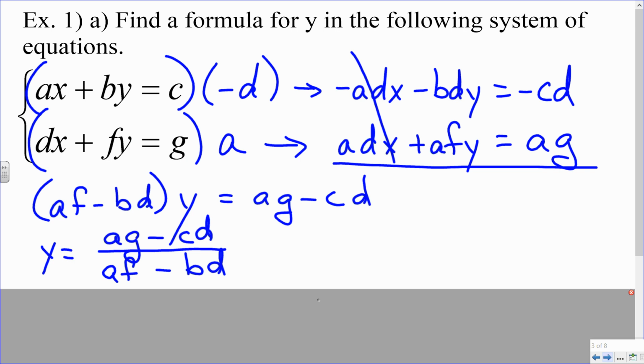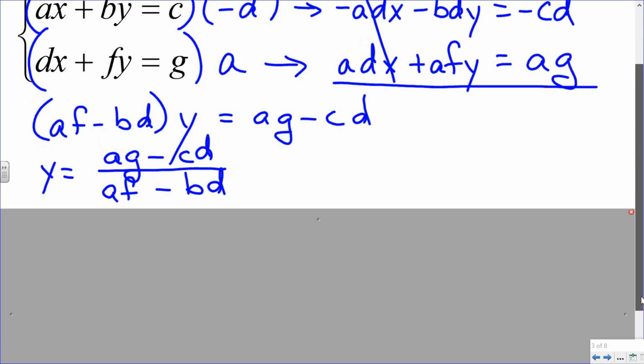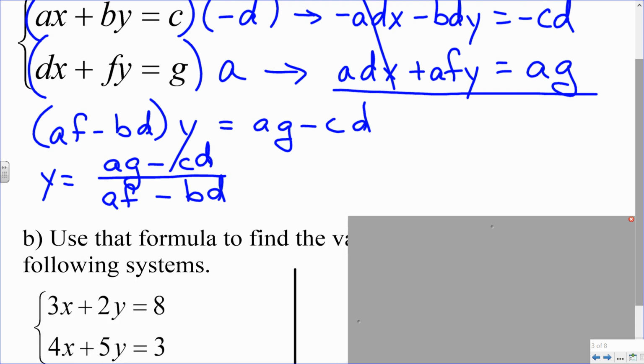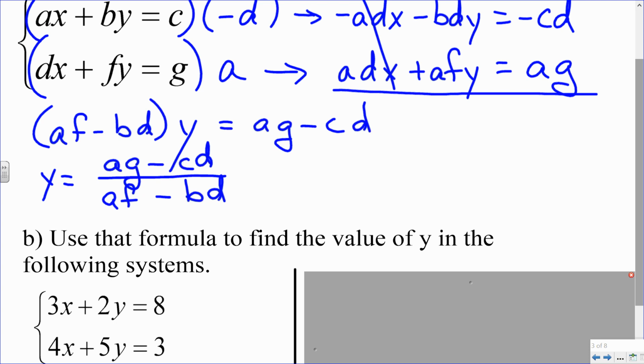Anybody with questions at that point? Okay, let's then solve a couple of systems here. Need to make sure I can still see my original system to help me figure out what A, B, C, D, F, and G need to be on these. So looks like everything's positive, so that'll make it nice and easy. A needs to be 3. B is the one in front of y in the first equation, so B is a 2.